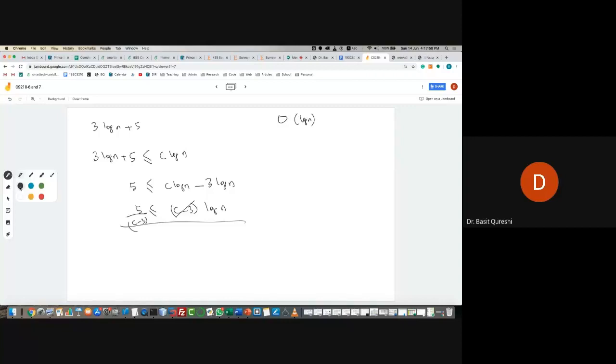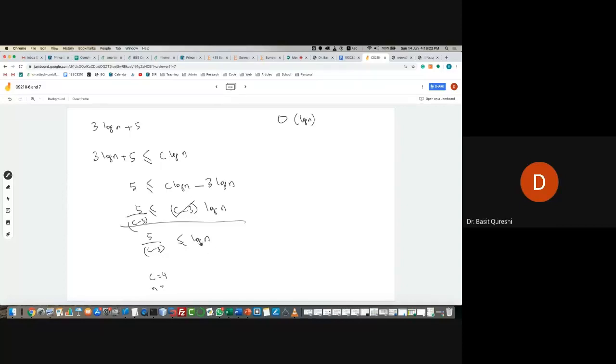Okay, so if I rewrite it, I'm getting this: 5 over C minus 3 is less than or equal to log of n. Let's find some value. Pick C equals 4. So this would be 5 over 1, which is 5. And now we have to find some value for n so this is bigger.